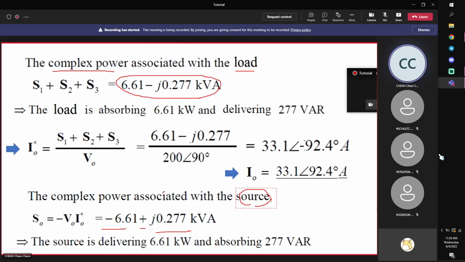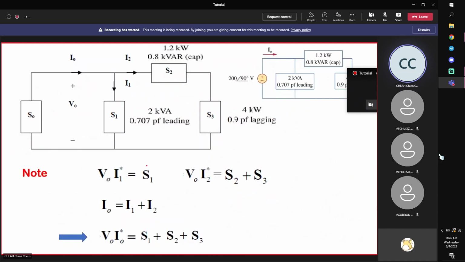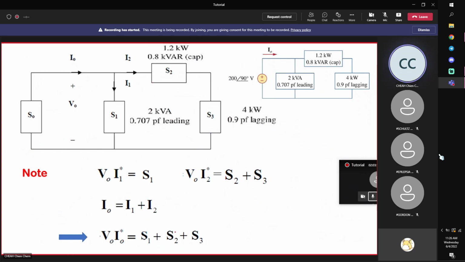So at the end of the tutorial, just a brief remark, guys. Some of you may be wondering why I can just add up this power without considering whether it is series or parallel. So here I show it to you. Let's say you split it into two parts: this one is S1, and this one is S1 plus S2. Here the currents flowing through S1 and S2 are different.